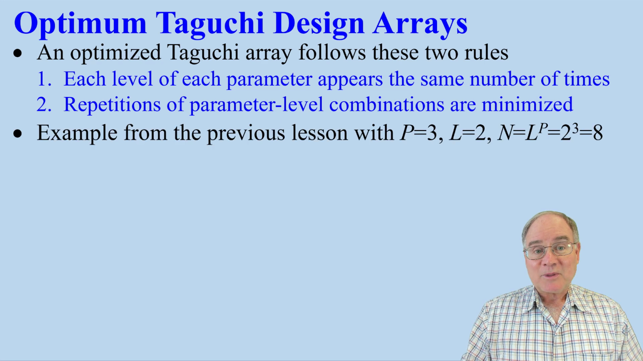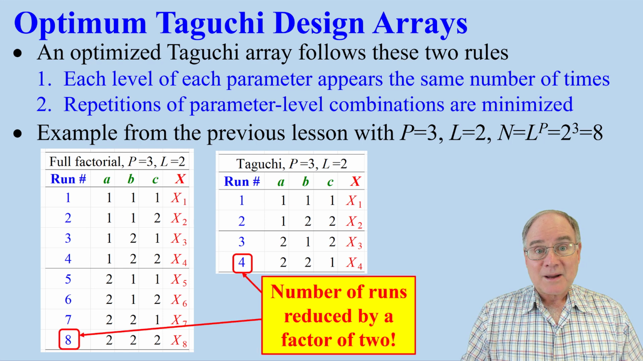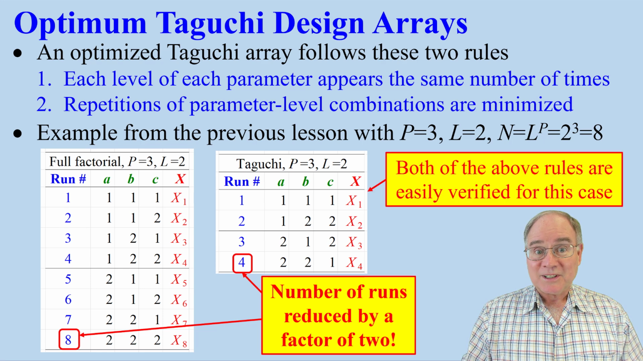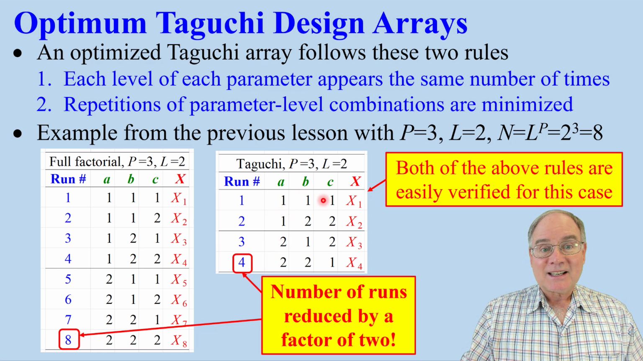Consider the example from the previous lesson with P equal 3 and L equal 2 requiring 8 runs for a full factorial analysis. Here we compare that to the Taguchi array, which requires only 4. The number of runs was reduced by a factor of 2. Both of the above rules are easily verified for this simple case. A1 appears twice, A2 appears twice, C1 appears twice, B2 appears twice, etc.